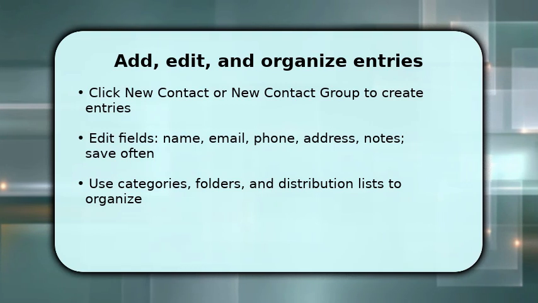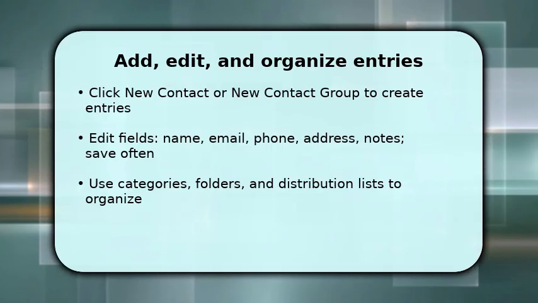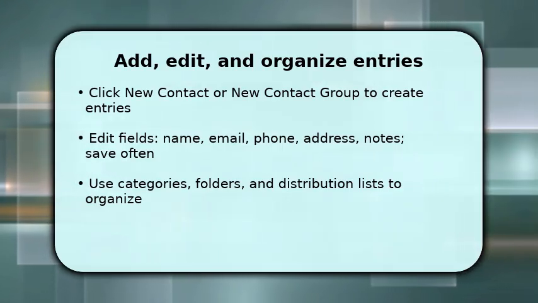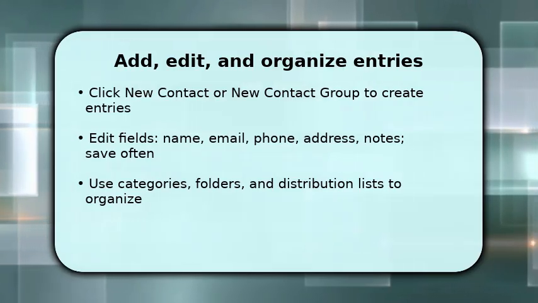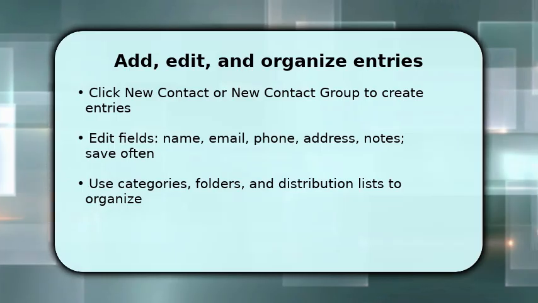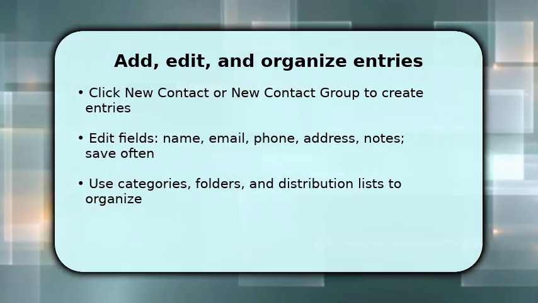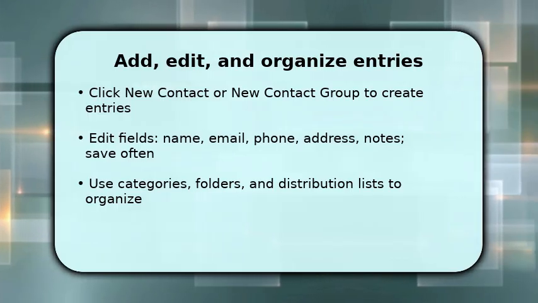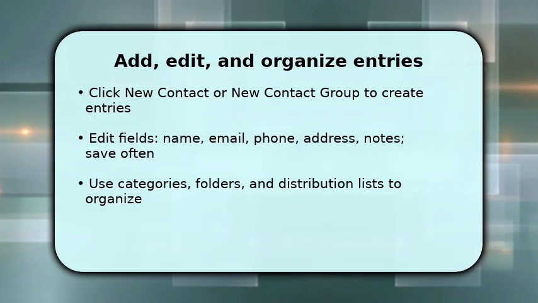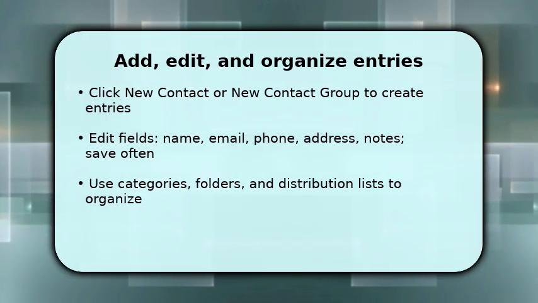Now you add and organize contacts. Click New Contact for individuals or New Contact Group for distribution list. You fill fields like name, email, phone, and notes. Make sure to save each contact before moving on. Once done, use categories and folders to group related entries and create distribution lists for frequent recipient groups. Also, import CSV or vCard files if you have many contacts. This speeds up bulk updates and keeps your address book consistent across devices.